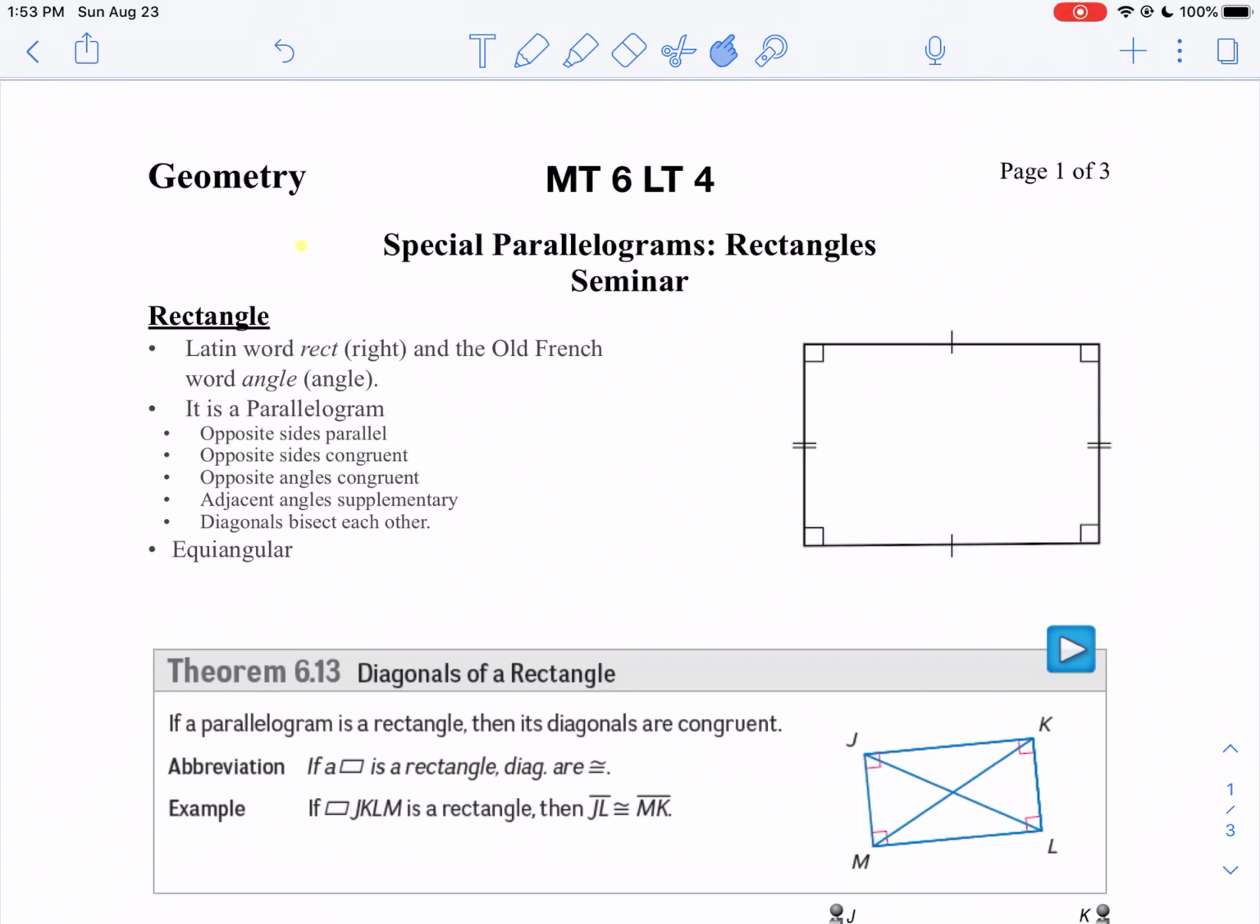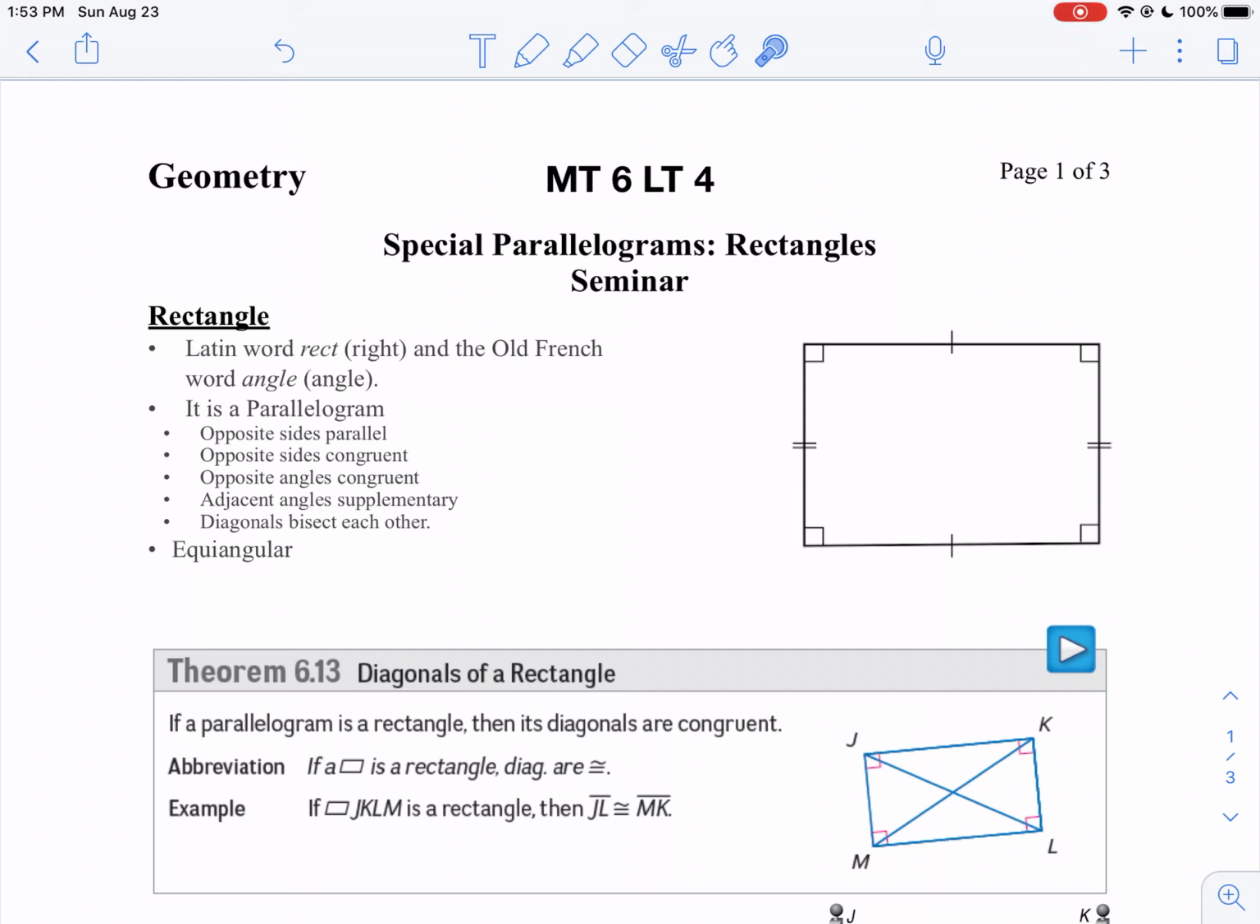Hello. In this seminar, we're going to recognize and apply properties of rectangles, and we're going to determine whether parallelograms are rectangles. Our vocabulary word is rectangle. A rectangle comes from the Latin and it means right angle. So it's a parallelogram with a right angle.